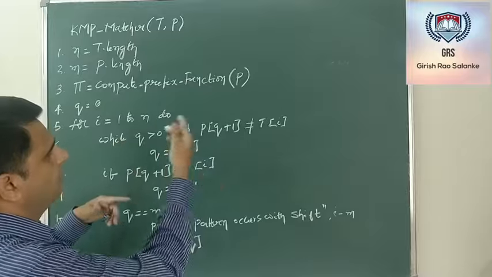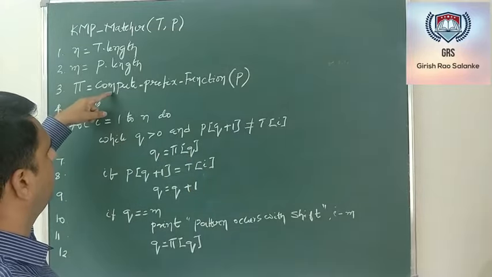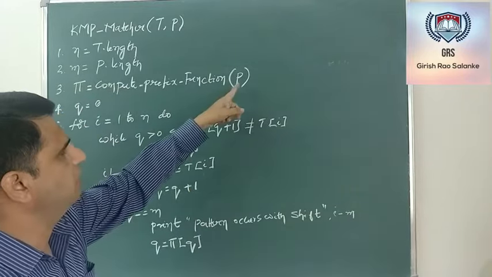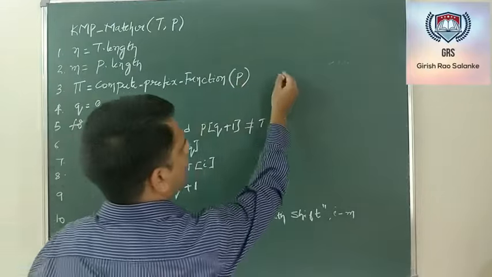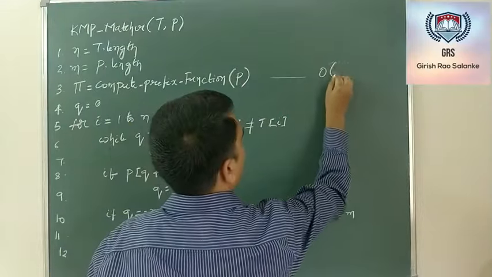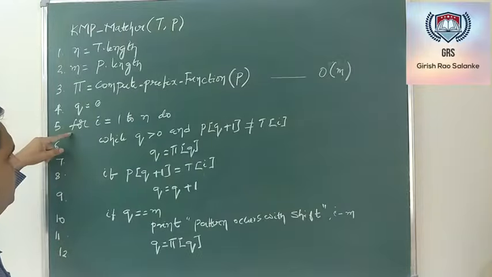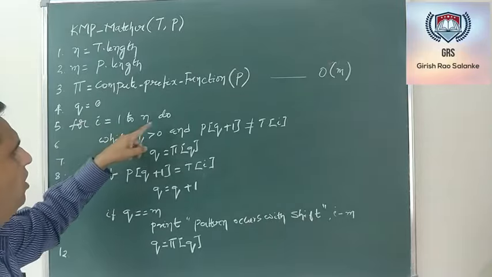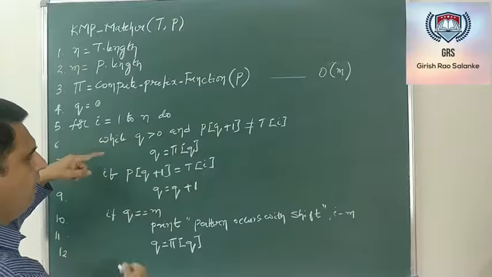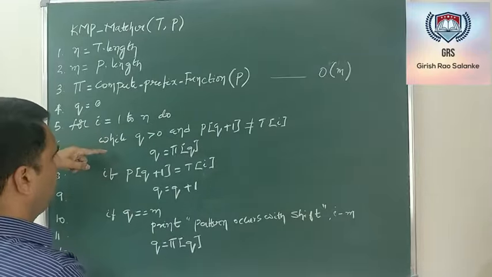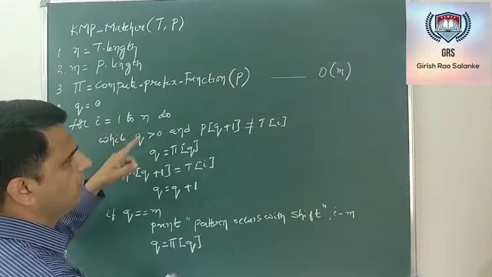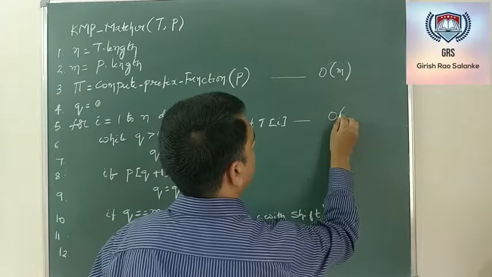As I told, the time taken to compute this prefix function depends upon the size of the pattern. So this third step takes order of m time. Now coming to the fifth step. The fifth step is a for loop which is iterated from 1 to n. So the number of comparisons that I am doing within this loop is limited to n. So this is order of n.